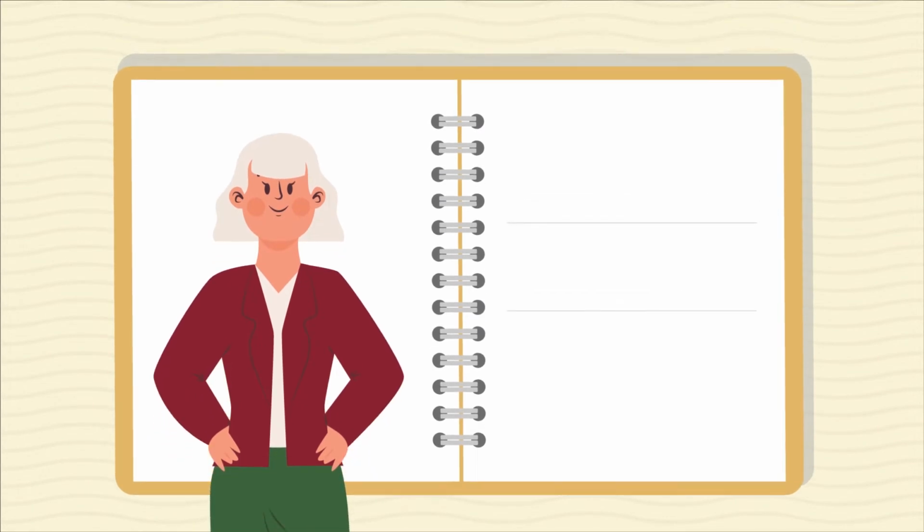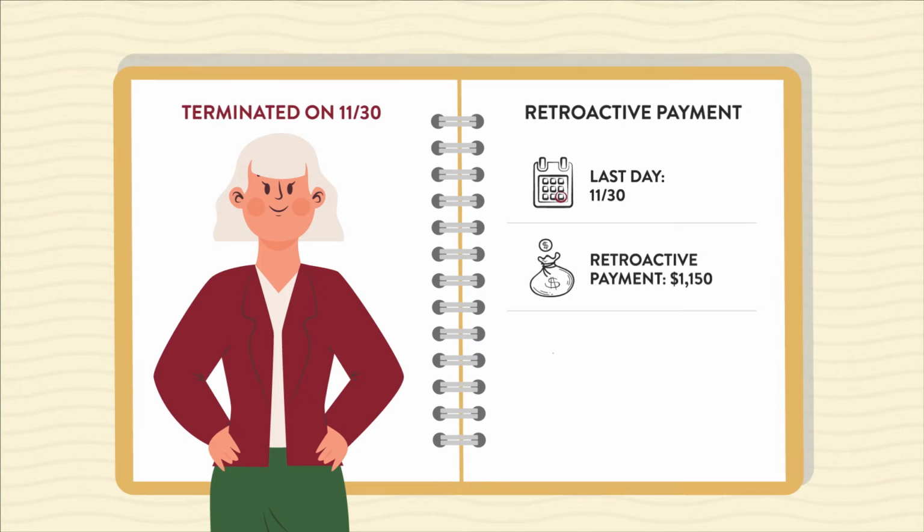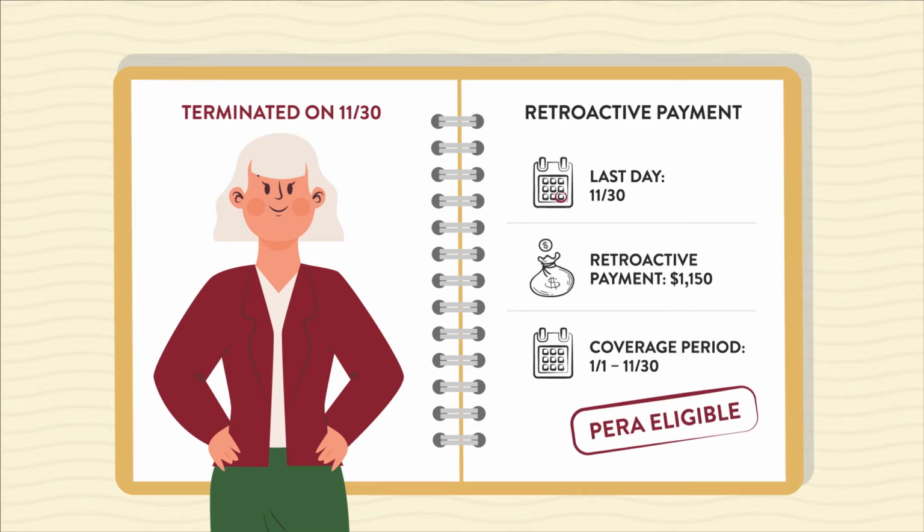Our first example is an employee who terminated on November 30th. The following week, her former employer settled their union contract. As a result, a check will be issued to her on December 31st. This is a retroactive payment for the period of January 1st to her termination date. Because this is retroactive pay from a bargaining agreement, it is considered PARA-eligible salary.